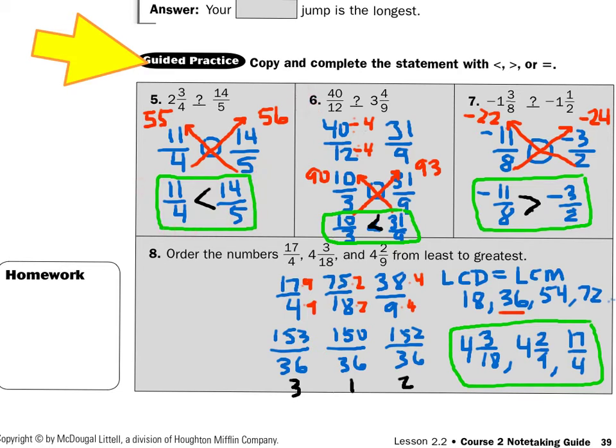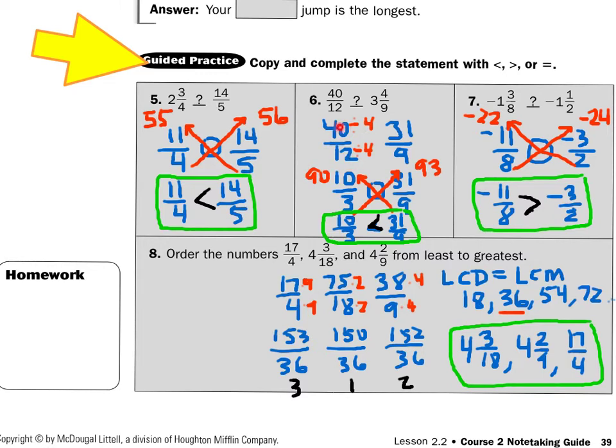Take a look at number 6. 40 over 12 compared to 3 and 4/9. So we need to write 3 and 4/9 as an improper fraction. Start at the 9 and then multiply by 3. 9 times 3 is 27. And then add 4. 27 plus 4 gives us 31. So 31 over 9 compared to 40 over 12.